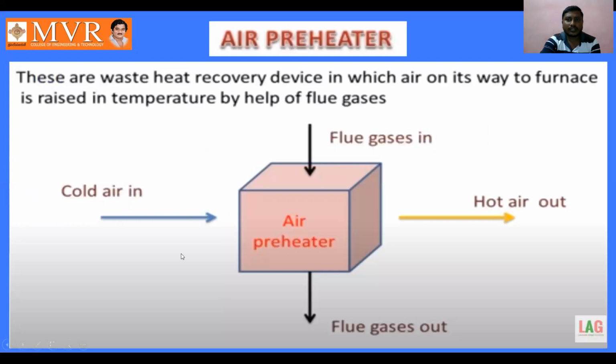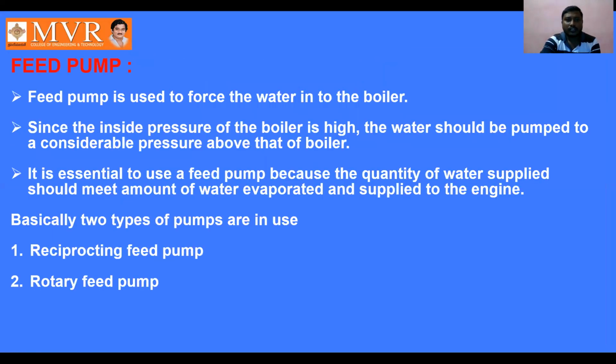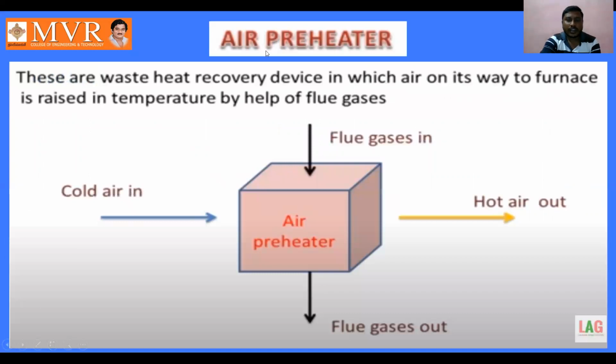See, coming to the next boiler accessory. The next accessory is the air preheater, means we are preheating the air. These are waste heat recovery devices. This is also one of the accessories which is used for collecting the waste heat.